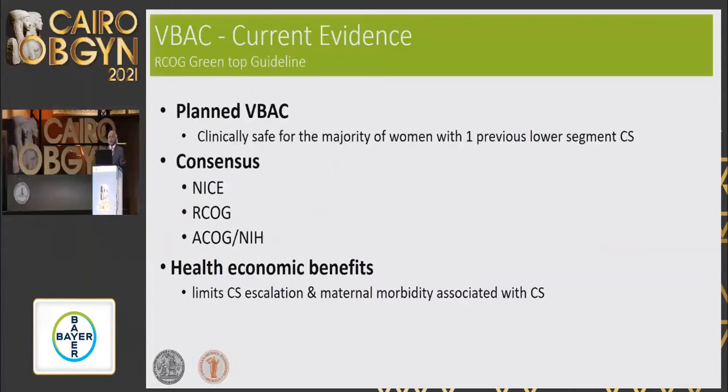So what is the current evidence about vaginal birth after cesarean? The evidence shows that it is clinically safe for the majority of women who have had one previous cesarean section. There is consensus amongst big bodies that produce guidance in obstetrics and gynecology, like the National Institute of Clinical Excellence, the Royal College of Obstetrics and Gynecology, the American College of Obs and Gynae, and the National Institute of Health, that it is safe. It has a huge economic benefit. It's interesting, actually, that the high-income countries are concerned about the health economic benefit, but the middle and low-income countries already struggling don't seem to be concerned so much about this.